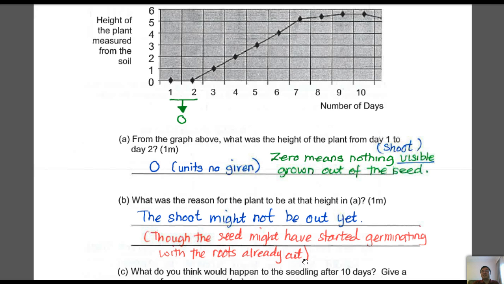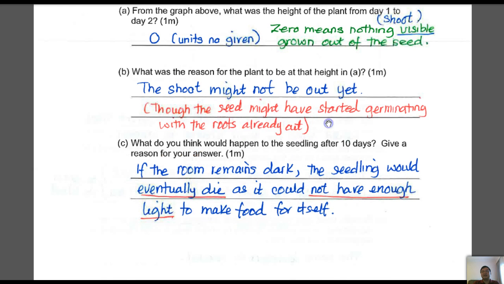Therefore this one could not measure any height above the soil level. Now let's take a look at the third one. Please take note that the room remains dark. It's placed in a dark room, and it remains dark. It means there will be no sunlight for the seedling, the new leaves, to make food.